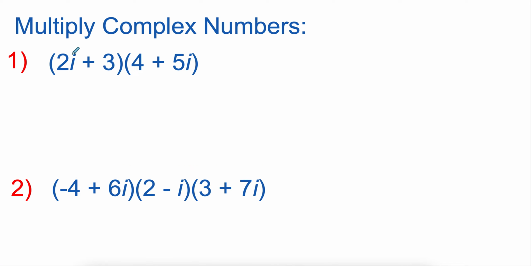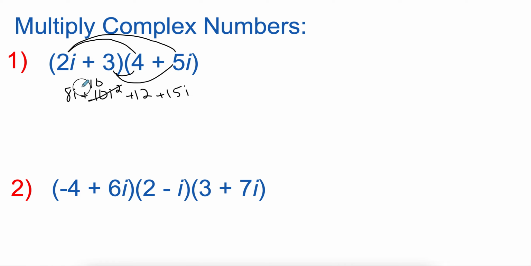Okay, top one, FOIL. 2i times 4, 2i times 5i. So we'll have 8i plus 10i squared. And then we've got to do the inner part, so plus 12, and then the last part, plus 15i. And now we simplify this down. So remember, i squared flips whatever it's attached to to a negative, or flips its sign. And then we add the real parts and the complex parts. So -10 plus 12 is a 2. 8i plus 15i is a 23i. And we're done. So just make sure you remember to fix those i squareds.